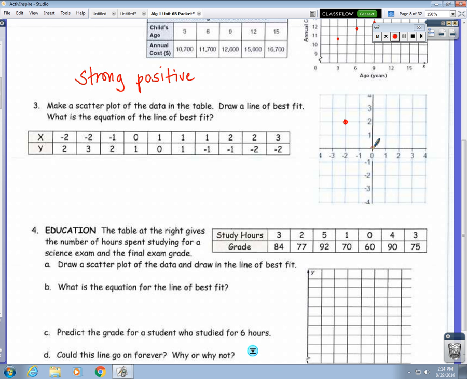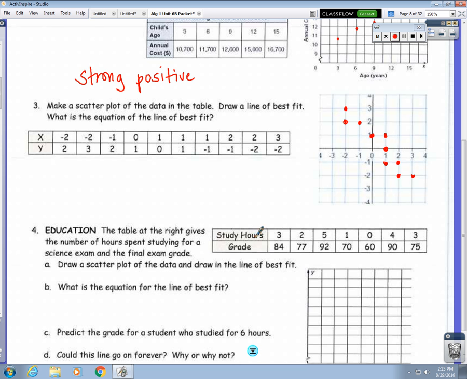How do I plot -2, +3? Right. Okay, what about -1, +2? Okay. 0, 1? Just go up 1. What about 1, 0? Just right 1. 1, 1? Correct. 1, -1? 2, -1? 2, -2? And 3, -2.